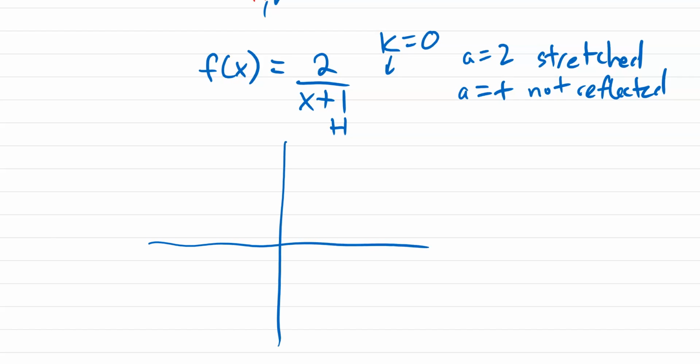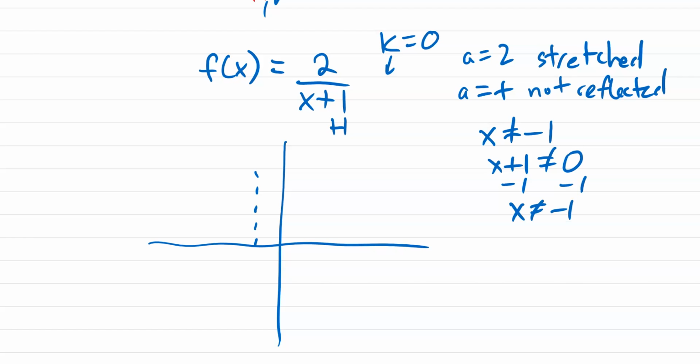So if I know what the parent graph looks like, what this one does is it shifts it -1 horizontally. The shift is opposite. So x cannot equal -1. If you didn't see that, you could take the denominator, x plus 1, and say it cannot equal 0. Solving for x, we say x cannot equal -1. So that is our horizontal shift, back 1. So this would be our vertical asymptote. Okay, there is no vertical shift, so y will stay at 0.